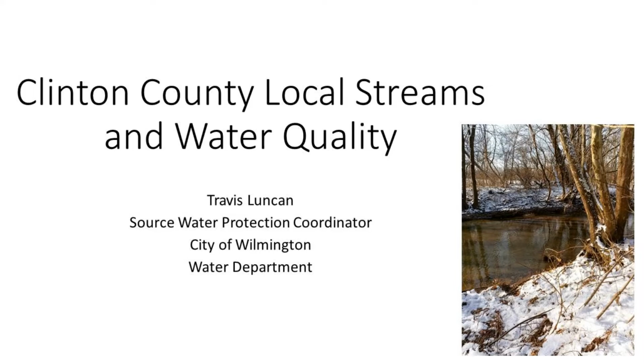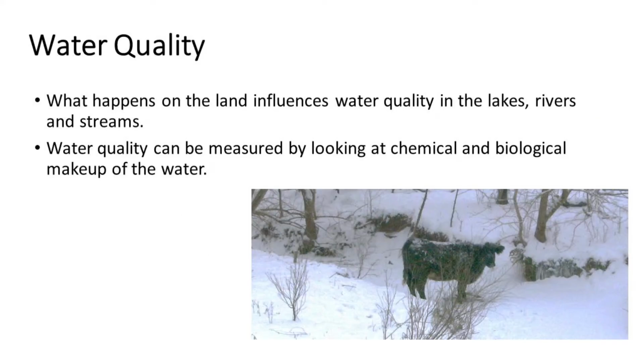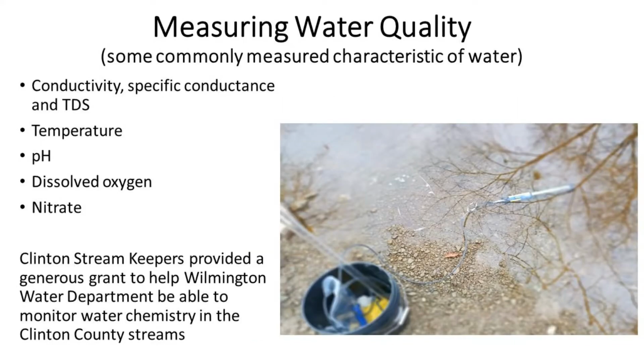Today we'll talk about Clinton County, local watersheds, local streams, their water quality, and some things that can impact their water quality. What happens on the land really influences water quality in the streams and the lakes. We can measure water quality using biological communities, as we talked about in the last presentation, to put together an index that tells us about the quality of the water. Today we'll talk more about chemical parameters and the chemistry of the water.